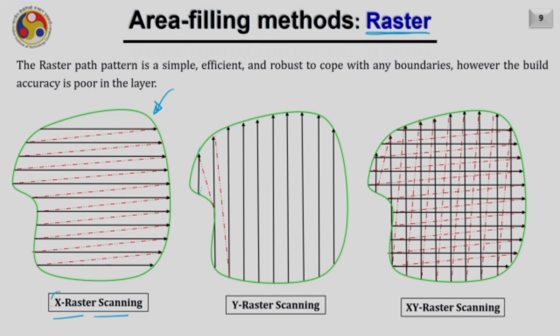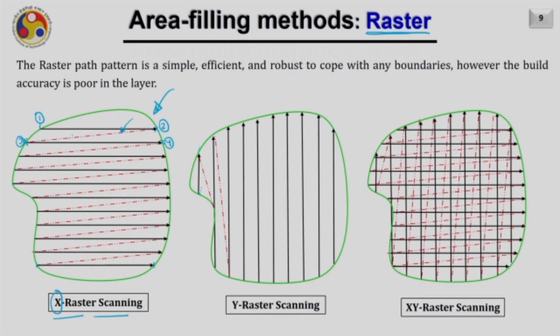Why are we calling it X raster? Because the scanning passes are along the X axis. This red color path shows the tool is moving in air. It means the tool goes from point 1 to 2, depositing the material, and then it gets switched off here, lifted up, then goes to a new position at location 3 and then deposits from 3 to 4.